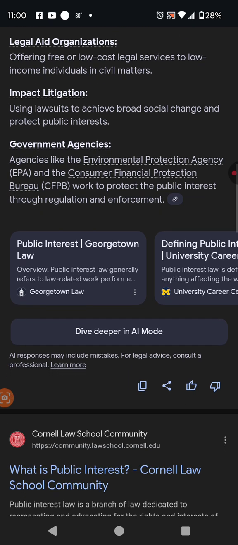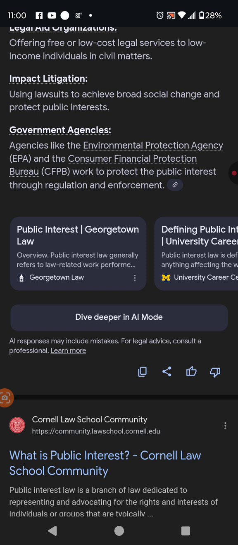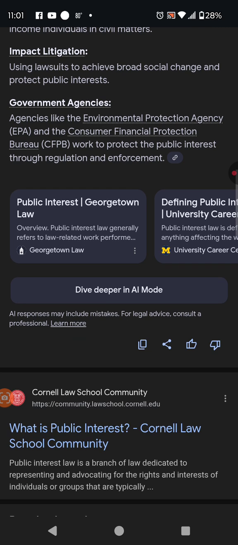Impact litigation, using lawsuits to achieve broad social change and protect public interests. And the public trust doctrine will guide you to much of what's said about what's in the public interest. Government agencies like the Environmental Protection Agency, EPA, have strong requirements in the public trust doctrine, though they seem to think that they serve political interests. No, they are public servants. They serve the public, not a politician, not a political party, and definitely not Wall Street. And the Consumer Financial Protection Bureau works to protect the public interest through regulation and enforcement.